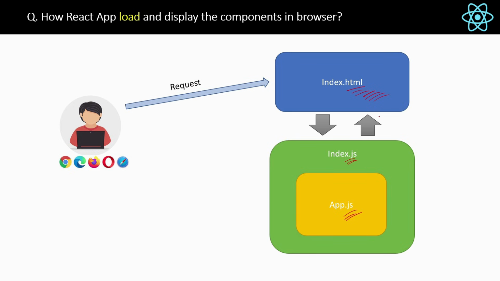So index.html, then index.js, which will internally call the app.js and will send the response back to the index.html. That is the summary.